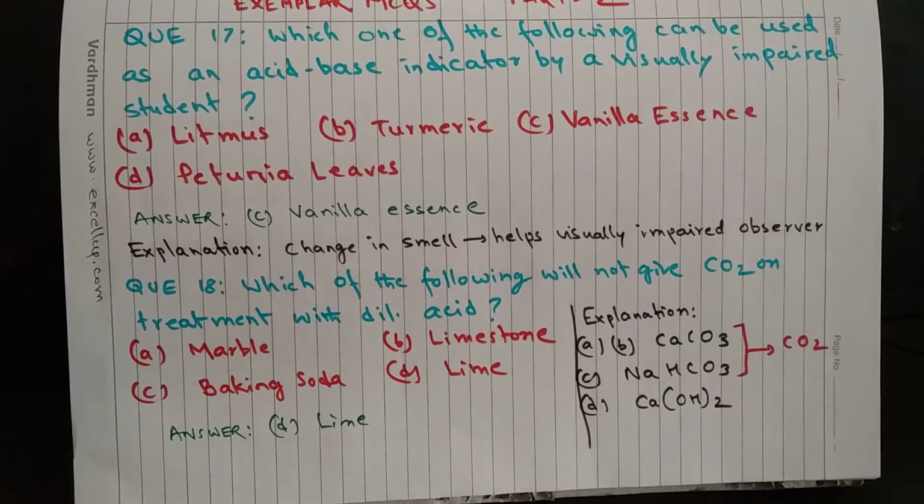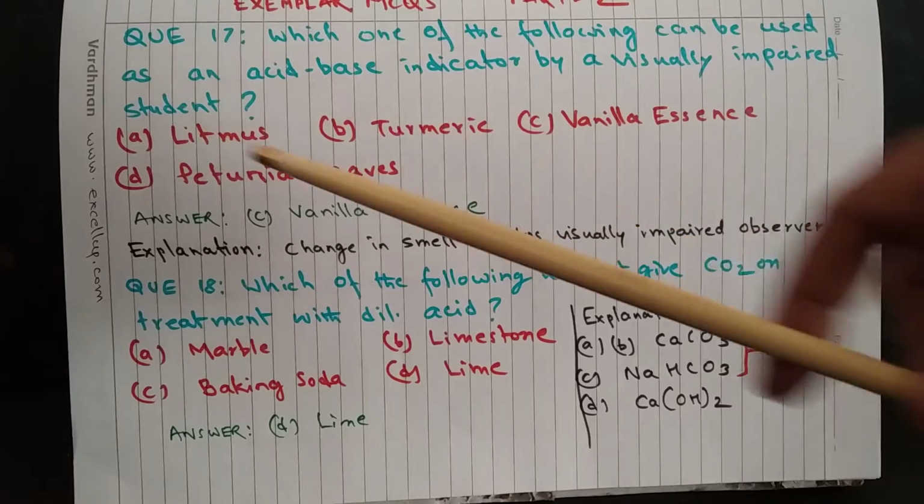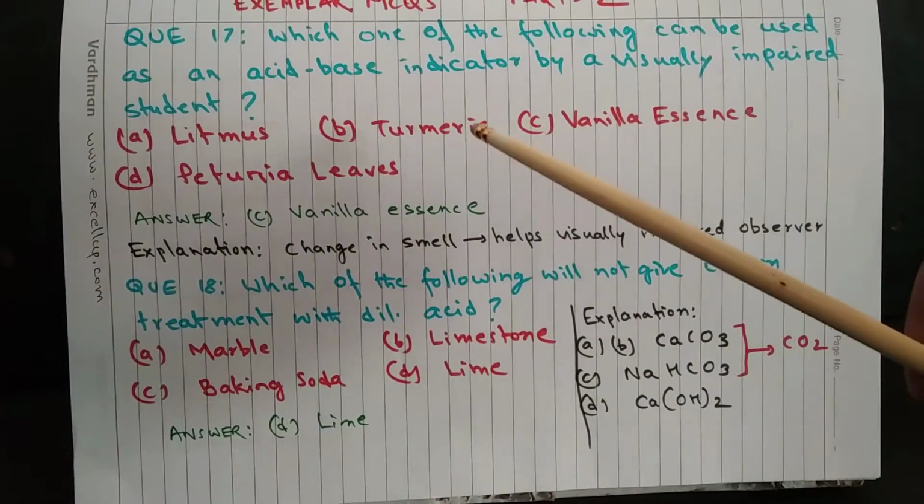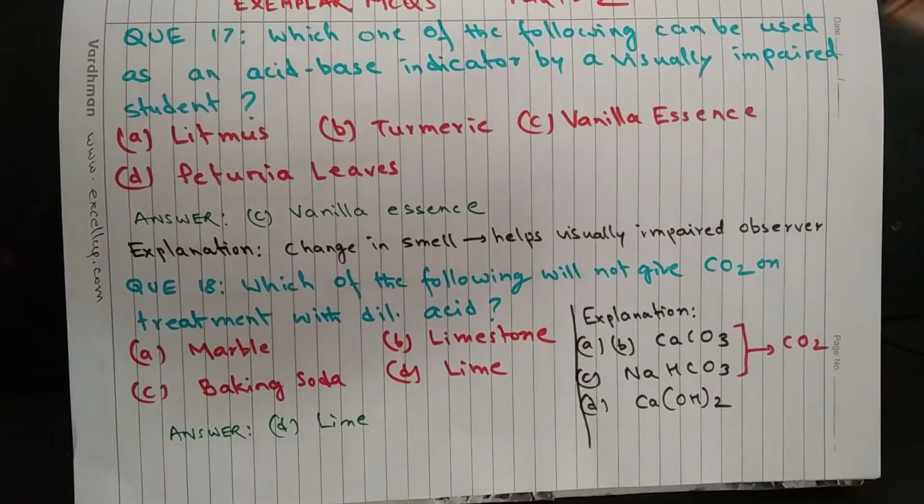Question 17. Which one of the following can be used as an acid base indicator by a visually impaired student? A. Litmus, B. Turmeric, C. Vanilla essence and D. Petunia leaves. The answer is C. Vanilla essence.